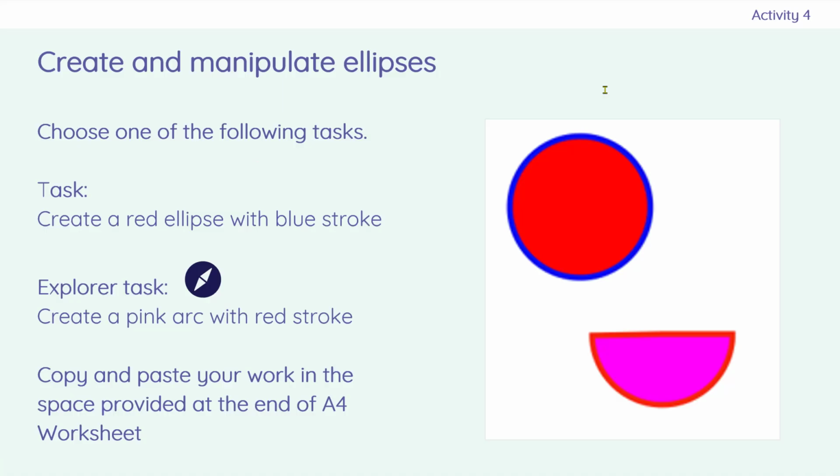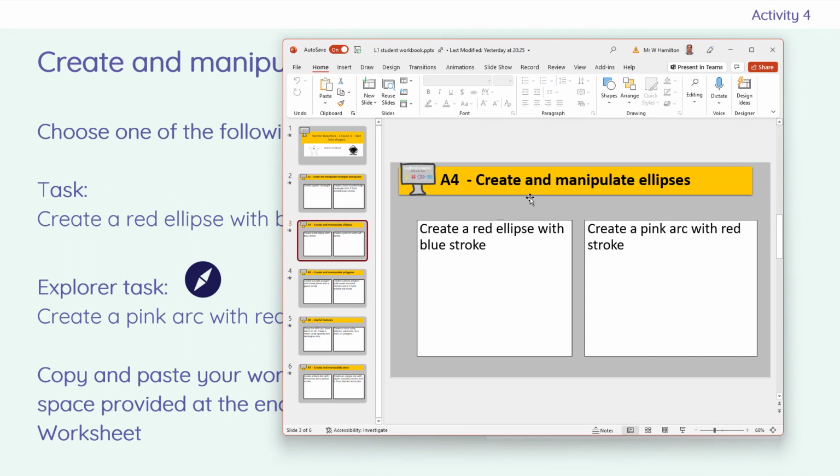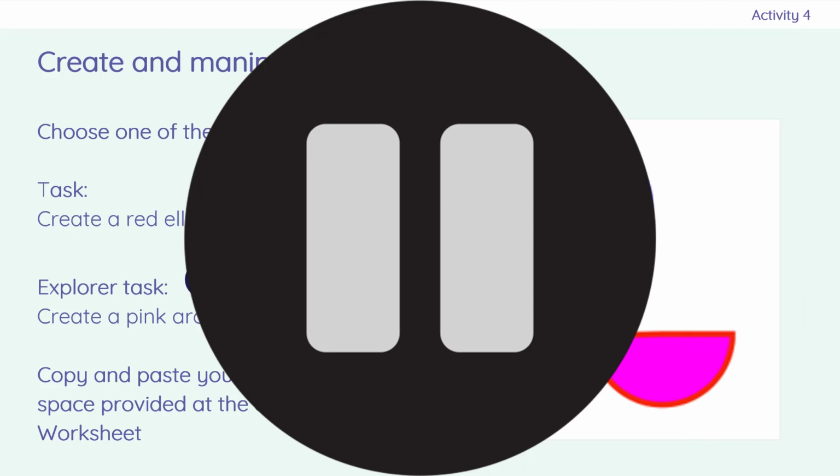Okay, so if you could then go back to your workbook, pause the video in a moment, and go on to the next slide and create a red ellipse with a blue stroke, create a pink arc with a red stroke, and copy and paste your images into here in your workbook.